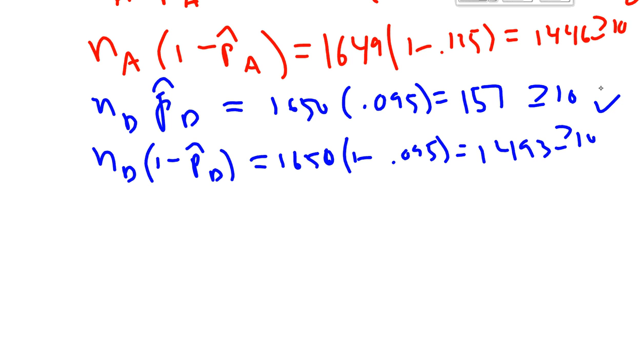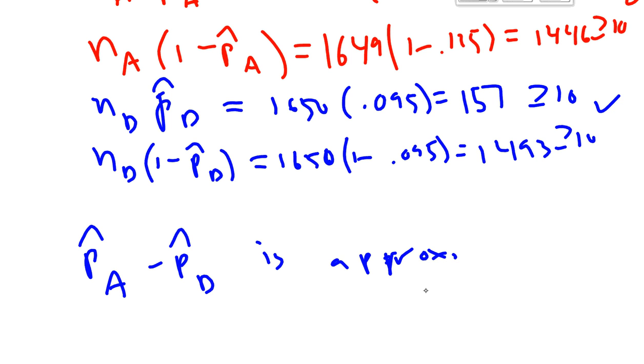That's a lot of work. But what we get to say now is that p hat sub A minus p hat sub D is approximately normal. So all that work, now it gets very much faster. So here we go. We're on our way to making a decision. So we draw our normal distribution.